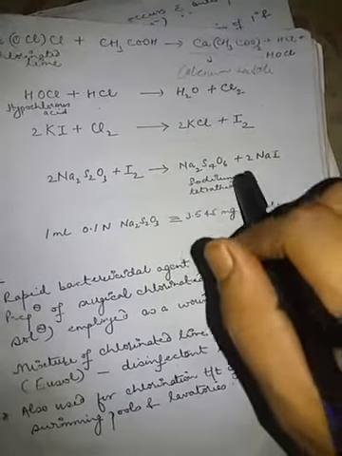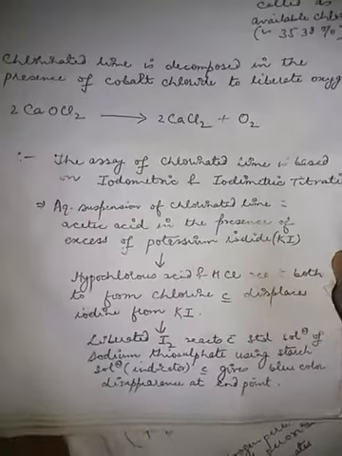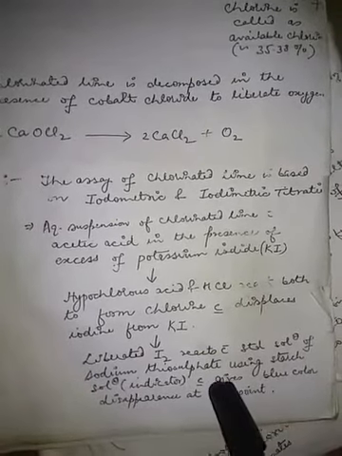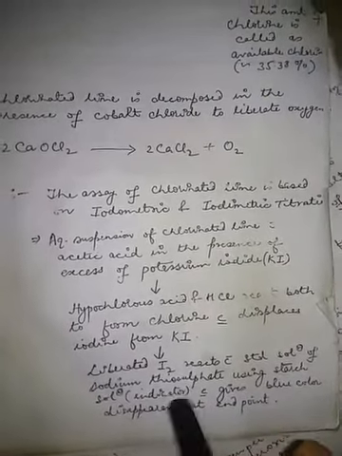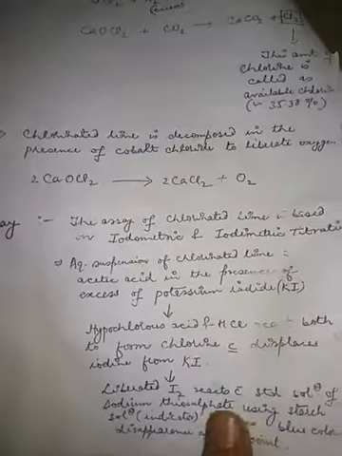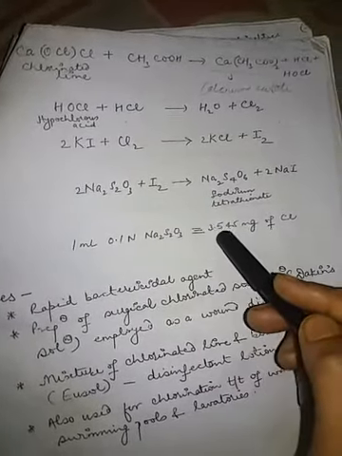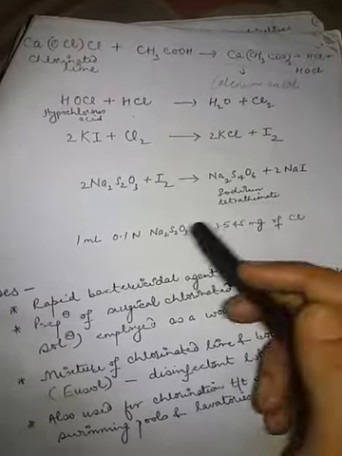This sodium tetrathionate is reacting with iodine using starch indicator, which gives a blue color that disappears at the end point. So this is the assay of chlorinated lime. These are the reactions. Here 1 ml of 0.1 normal sodium thiosulfate is equal to 3.545 milligram of chlorine. It will help you in the calculation.